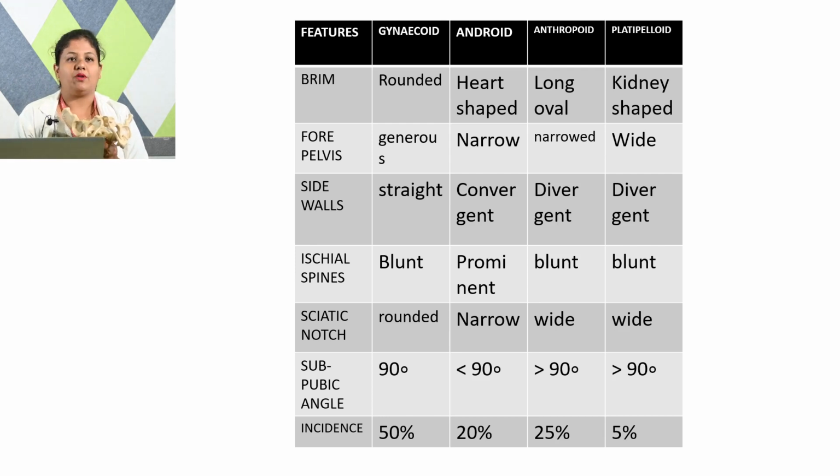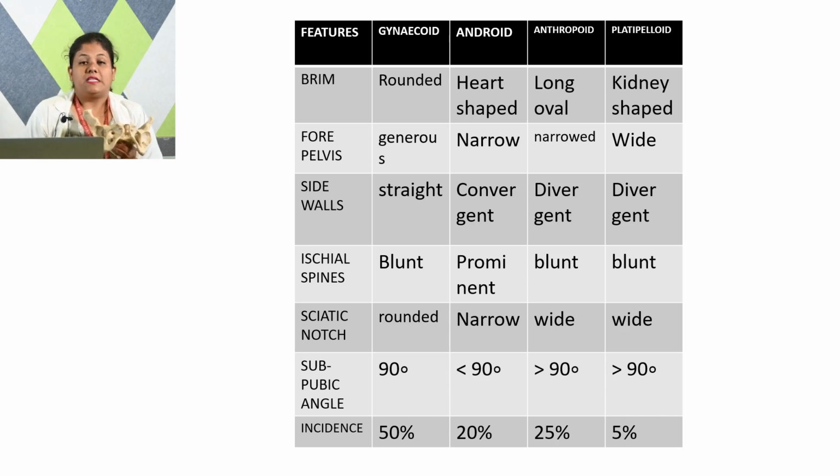Regarding the ischial spines, they have said the gynecoid pelvis has ischial spines that are a bit blunt. We can see over here also the spines are a bit blunt. It's not sharp. Whereas in the android pelvis, they have said they are prominent, so it is a bit sharper comparatively to the gynecoid pelvis. Then in the anthropoid pelvis it is blunt, as well as in the platypelloid pelvis.